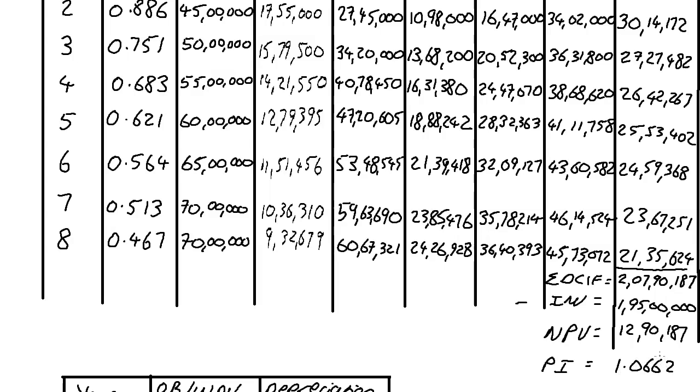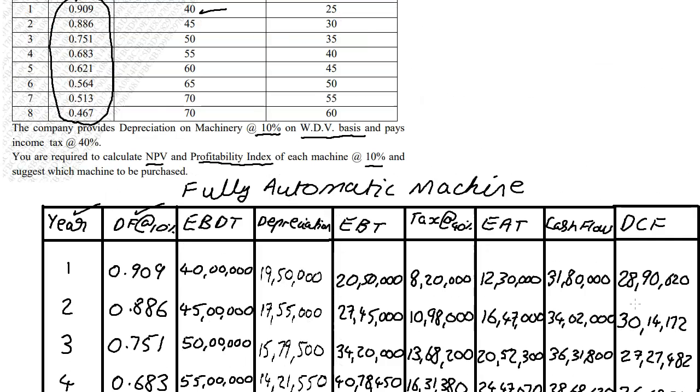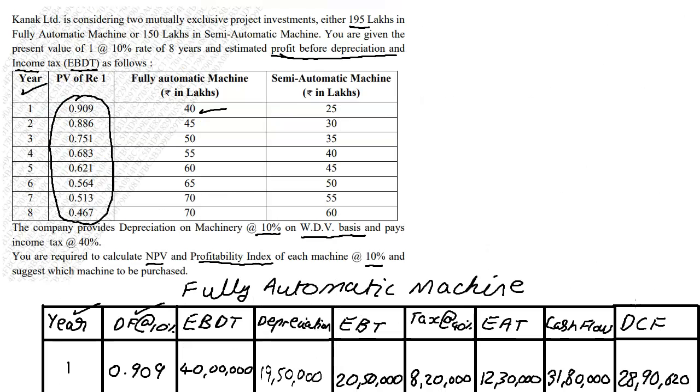You have to do the same thing, same table, same calculation one more time for semi-automatic. In the case of semi-automatic, the amount you're going to subtract is 150 lakhs. These are not your cash flows, remember, it is EBDT. And based on that EBDT, again you need to calculate depreciation because the cost is not 95 lakhs, it's going to be 150 lakhs.